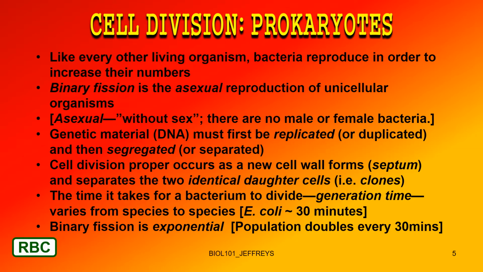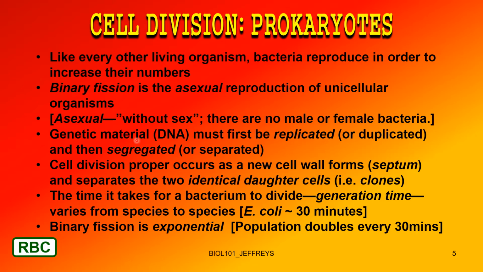Remember, propagation of the species is the key in biology. Binary fission is asexual reproduction. Now, remember what I said before, anytime you put an A or an AN on the front of the word, it generally means without. So binary fission is asexual. That's reproduction without sex. So there is, in other words, no male or female with regard to bacteria or amoeba or paramecia. Binary fission occurs with unicellular organisms. There you go. Asexual means without sex. No male or female bacteria.